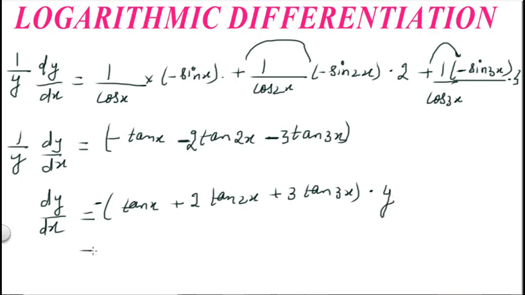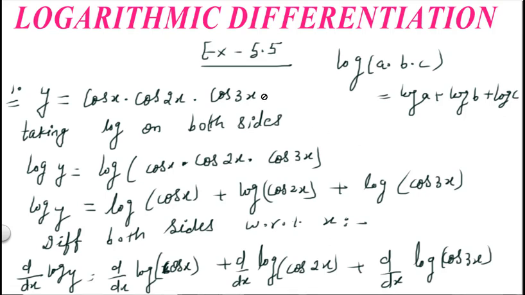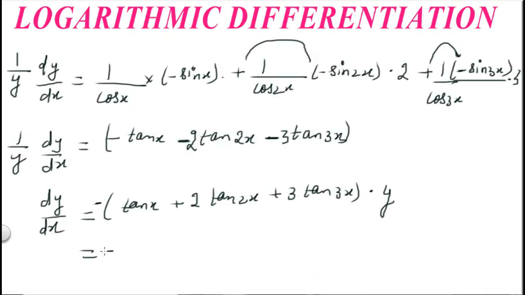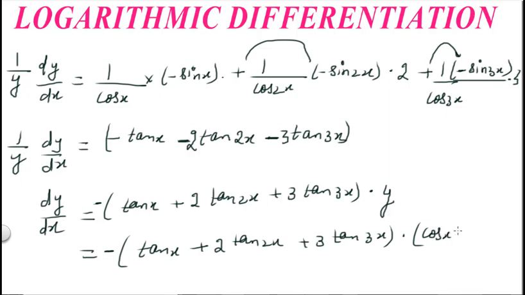Correct. And we already know the value of y. See, what was y that we assumed? This is y. Cos of x, cos of 2x, cos of 3x. Let us put this value there. So we will have minus of tan x plus 2 tan 2x plus 3 tan 3x into value for y is cos x, cos of 2x and cos of 3x. So this will be the answer for your question.